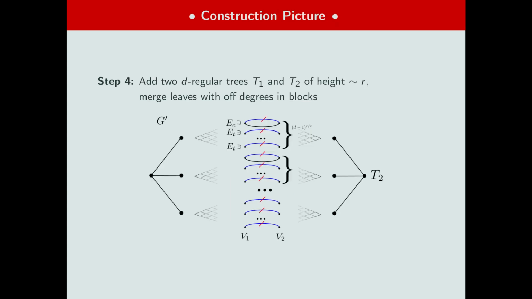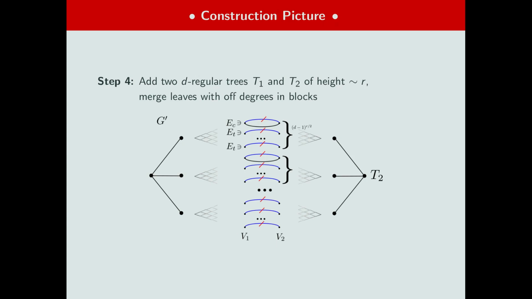We're going to do that by adding two d-regular trees with height around r, and we're going to merge the leaves of these trees with off-degree vertices in blocks. So note that each of these trees that we add adds fresh vertices to the graph, with the exception of the merged leaves. And now each block that we're merging will contain one vertex from V1 E sub c, meaning an endpoint of an edge we removed to break up a cycle, and lots, namely (d minus 1) to the power of r over 2, vertices from V1 E sub t.